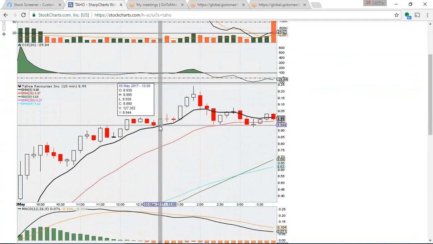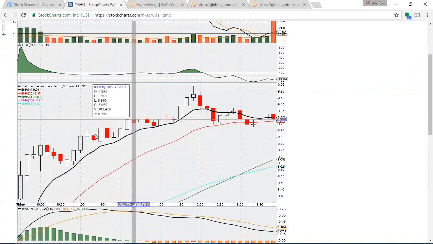But what I have noticed is that past 10:30 or 11 on most of these stocks, the volume dries up significantly. So if you're hoping for a big spike after 10:30, 11 o'clock, it's probably not going to happen unless the volume has been consistent.